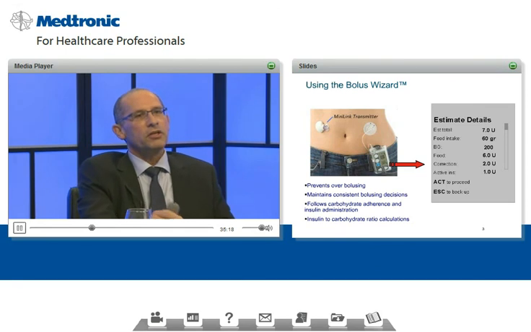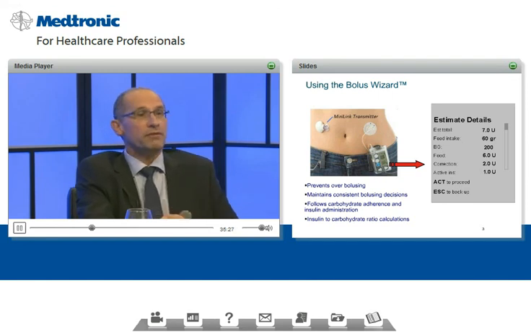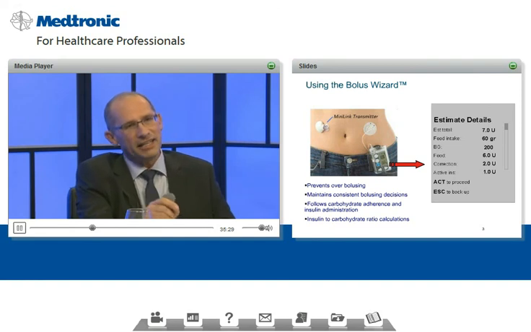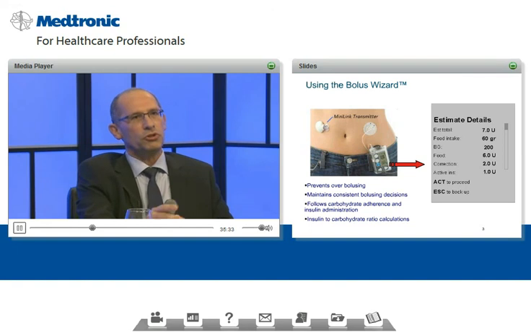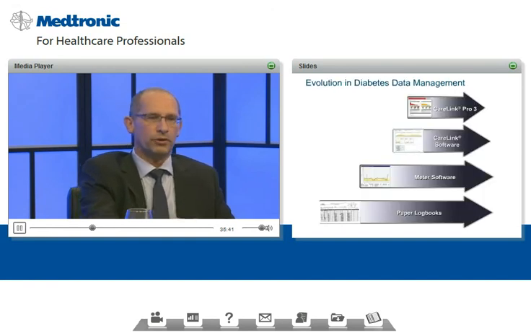For us, using the Bolus Wizard gives us an opportunity to follow the patient's behavior. Because every time he uses the boluses, even though he's not aware of it, it's like a diary entry into his data bank. So using the Bolus Wizard is the heart in order to get good data, to then interpret it using the data managing software.